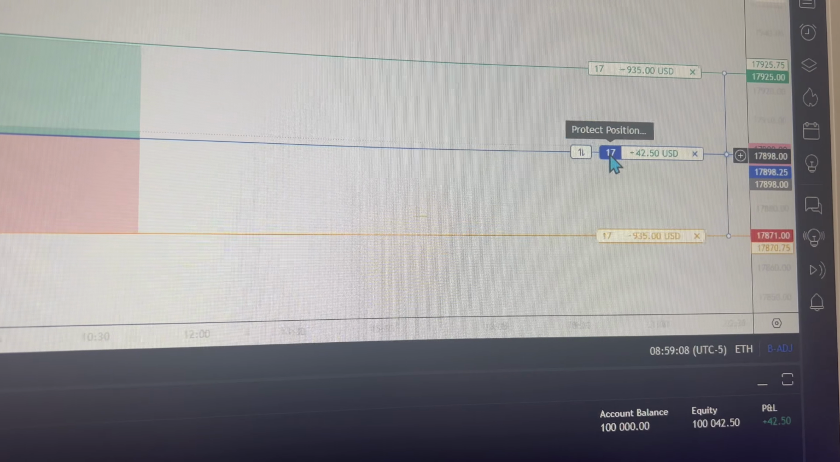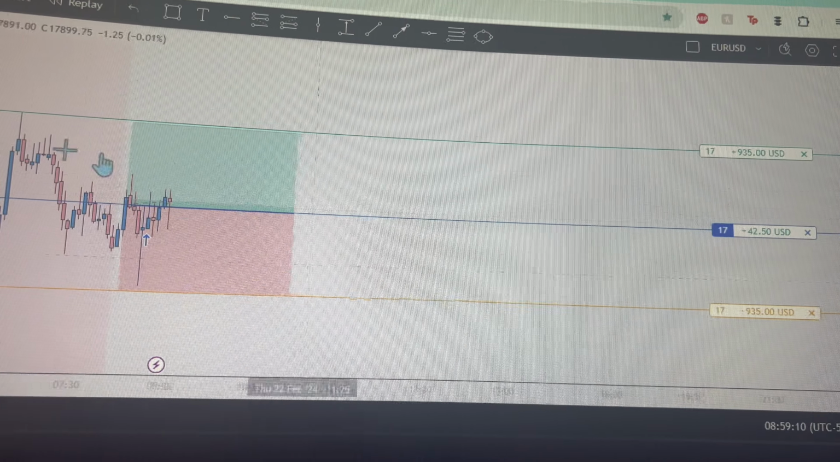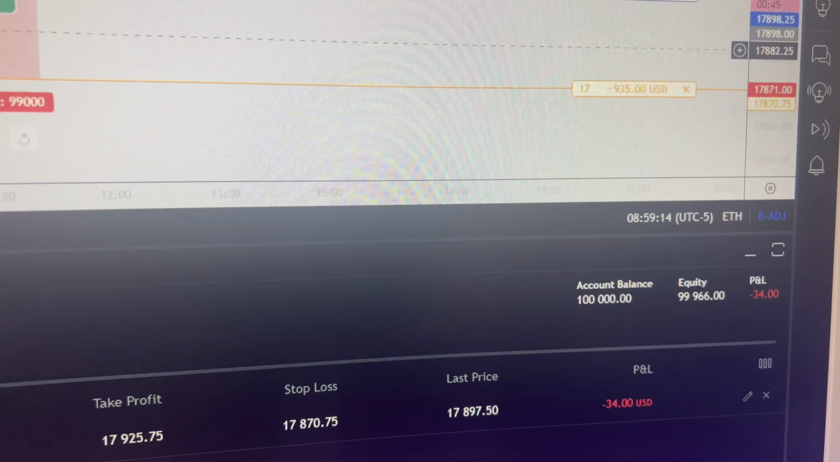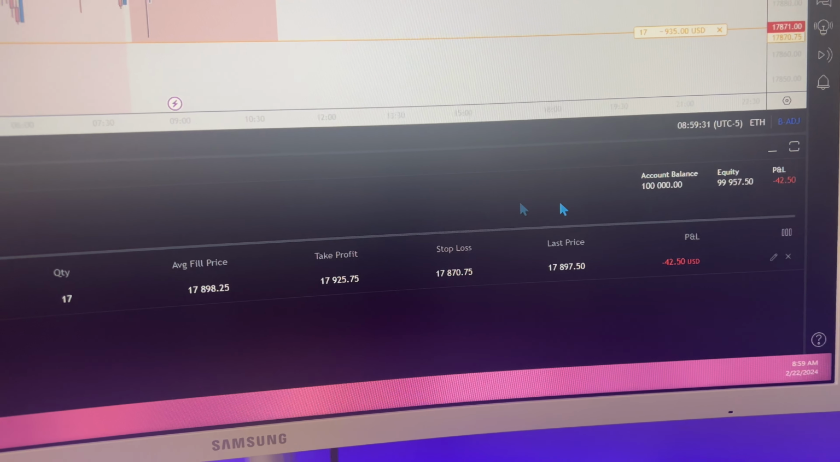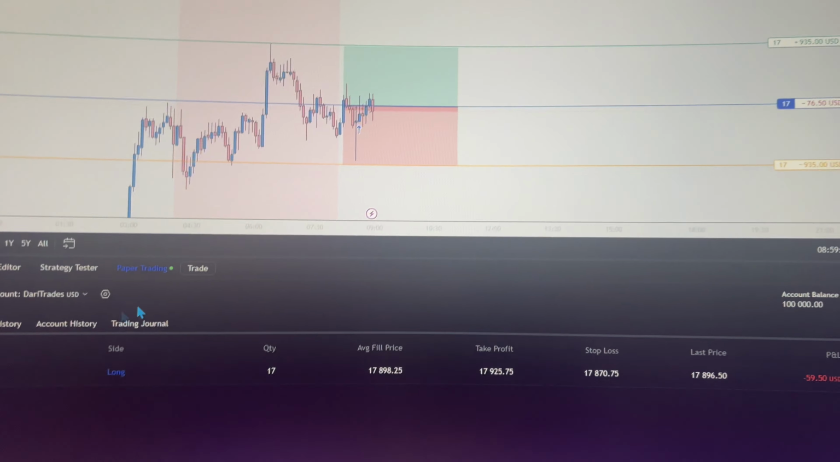You can see here it says 17 because I put 17 contracts on this trade, since it's a 100K demo and I wanted to risk at least 1%. But I'm really liking the dash thing right here. I'm really liking all of that.